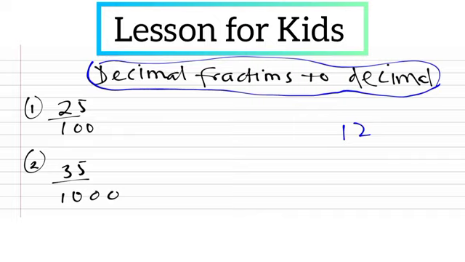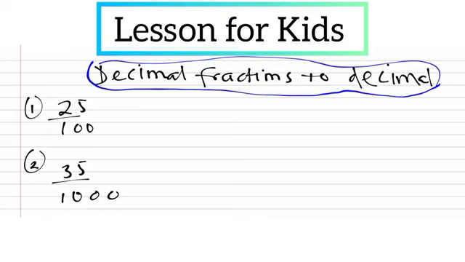Now I want to show them the easiest way they can convert this decimal fraction to decimals. Decimal fractions are fractions which have their denominators as powers of 10, that is 10, 100, 1000, and so on. When you look at 25 over 100, you can see that the denominator is 100. That is a power of 10, and that is a decimal fraction.